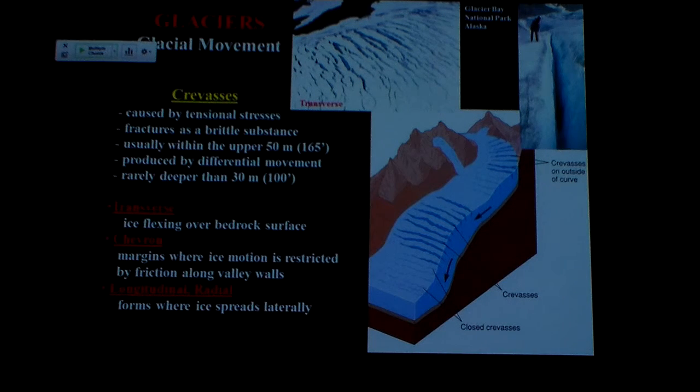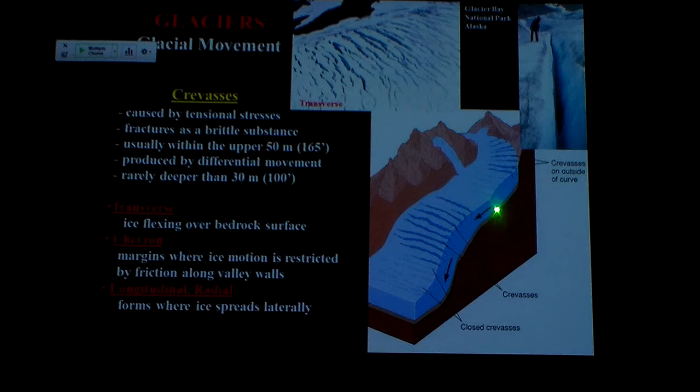So as this ice has to speed up on the outer part of the bend, a lot of tension's put on that, and it starts to break up brittly on the top, and we get these crevasses forming around the bend on the outside. Notice you don't get them on the inside. You only get them on the outside. So if I'm walking along on the top of the glacier and I don't want to fall in a crevasse, where would I walk when I was going around a bend in a glacier? I'd walk on the tight side, on the inside bend, wouldn't I?